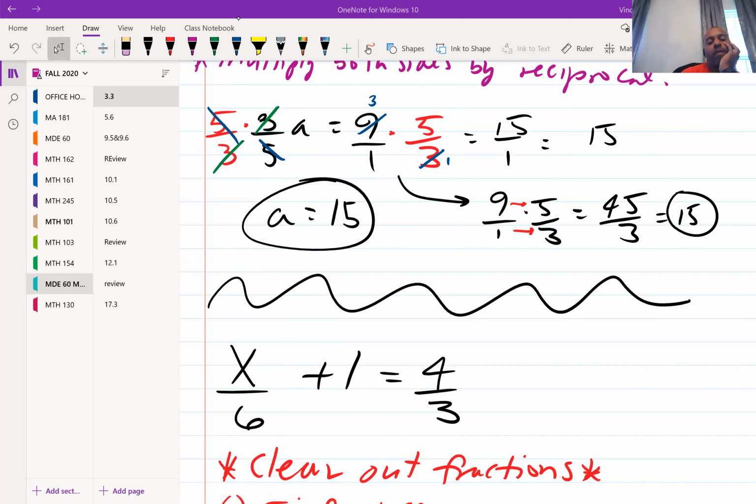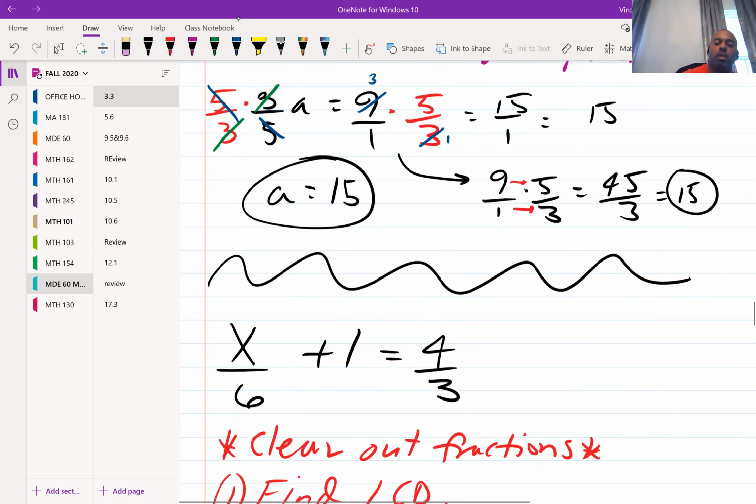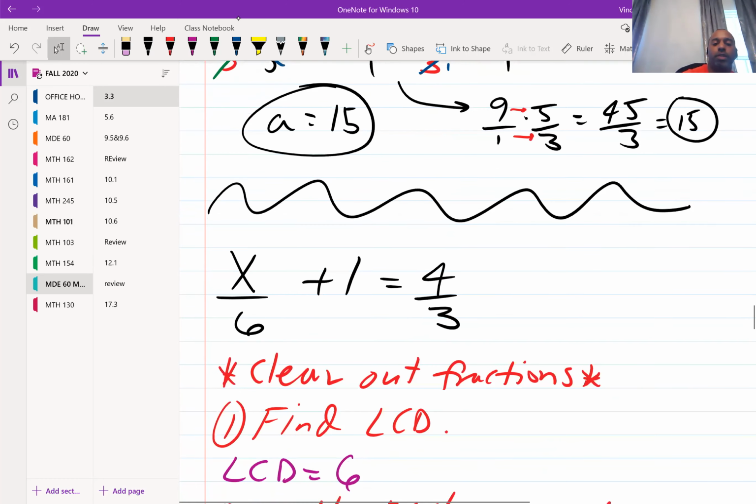All right, so here we have x over 6 plus 1 equal to 4/3. So you can handle this problem one of two ways. Either you can do this problem the way you see it, in other words, with the fractions involved, or you can do what we call clearing out the fractions. So we'll go through the steps.